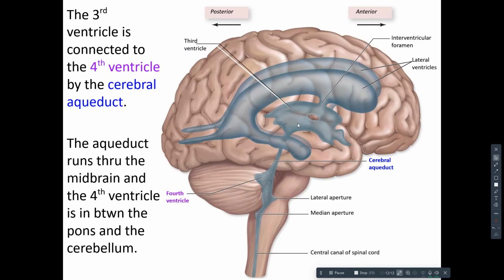Then my third ventricle is connected down to my fourth. Here's my fourth ventricle between my brainstem and my cerebellum. And the connection between third and fourth is this cerebral aqueduct here.